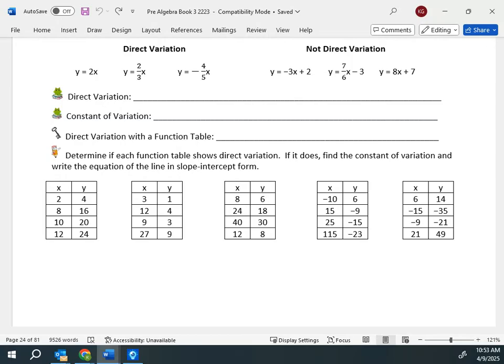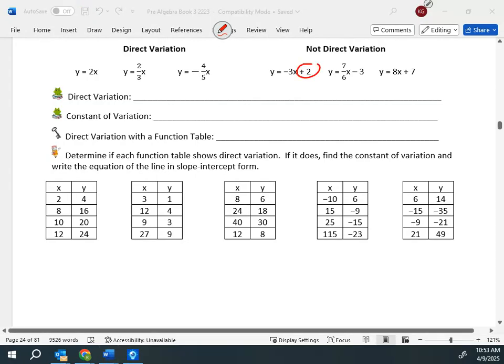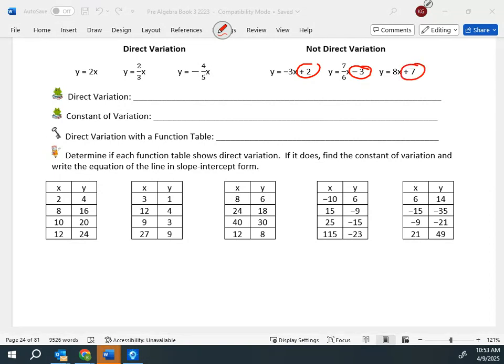Anybody notice anything? What do you notice, Beckett? The not variation has a plus or minus number at the end. What do we call that number at the end? y equals mx plus b. What is the b? Y-intercept. The y-intercept. So these ones that are not a direct variation have a y-intercept listed. These ones do not. So what is the y-intercept for those ones? Amala? 0. That's an important thing to notice.